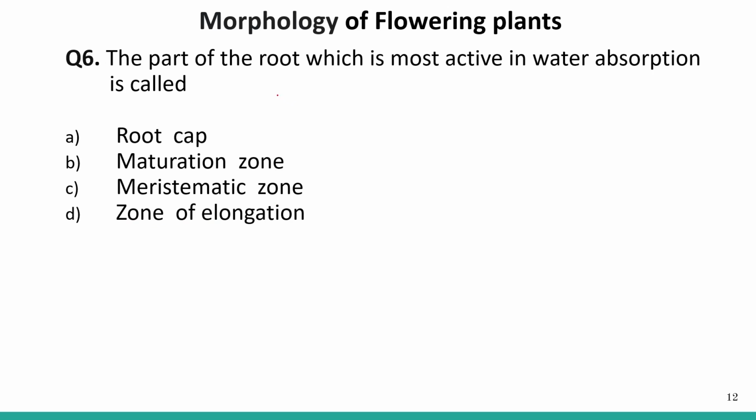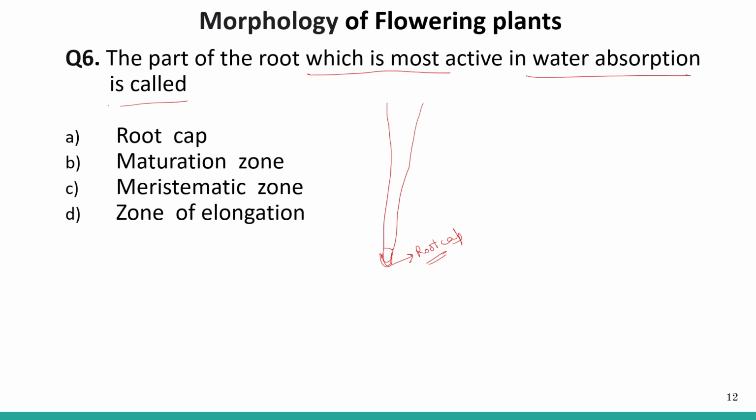Next question. The part of the root which is most active in water absorption is called. Now, which part of the root is more active? So here I'm drawing the root. Here is the root cap that protects the root. When the root grows down, it has friction with the soil layer, so the root cap protects that particular part.